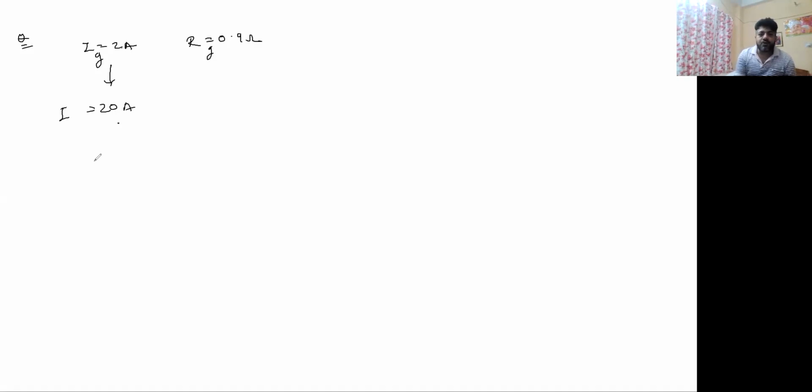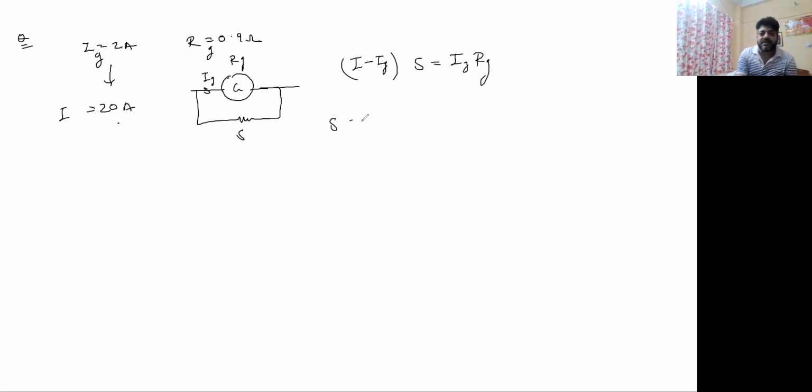Yes, sir. So now see, what is my formula? Very simple formula. Rg, this is the galvanometer Ig, and we use a very small resistance connected in series. Although you don't need to write this structure, I just show you. You just remember this one: (I minus Ig) into S equals Ig Rg. Very simple formula. So S is what? Ig Rg by I minus Ig.